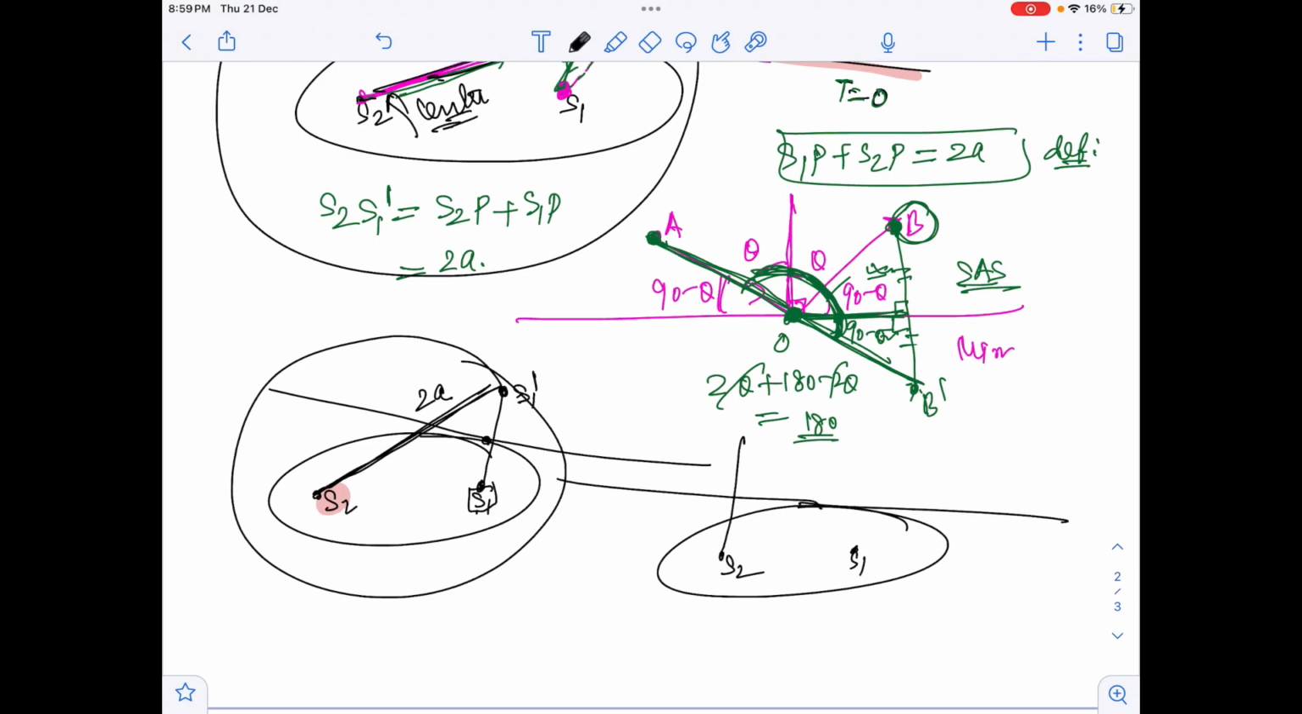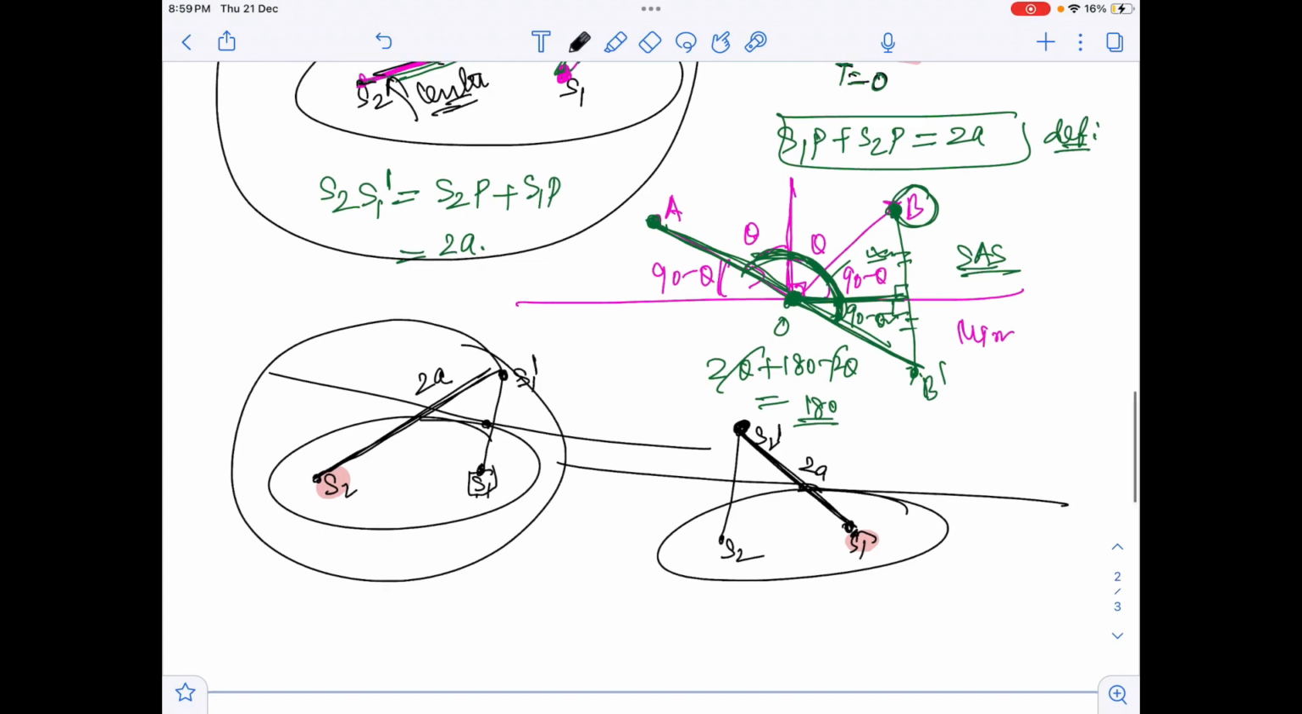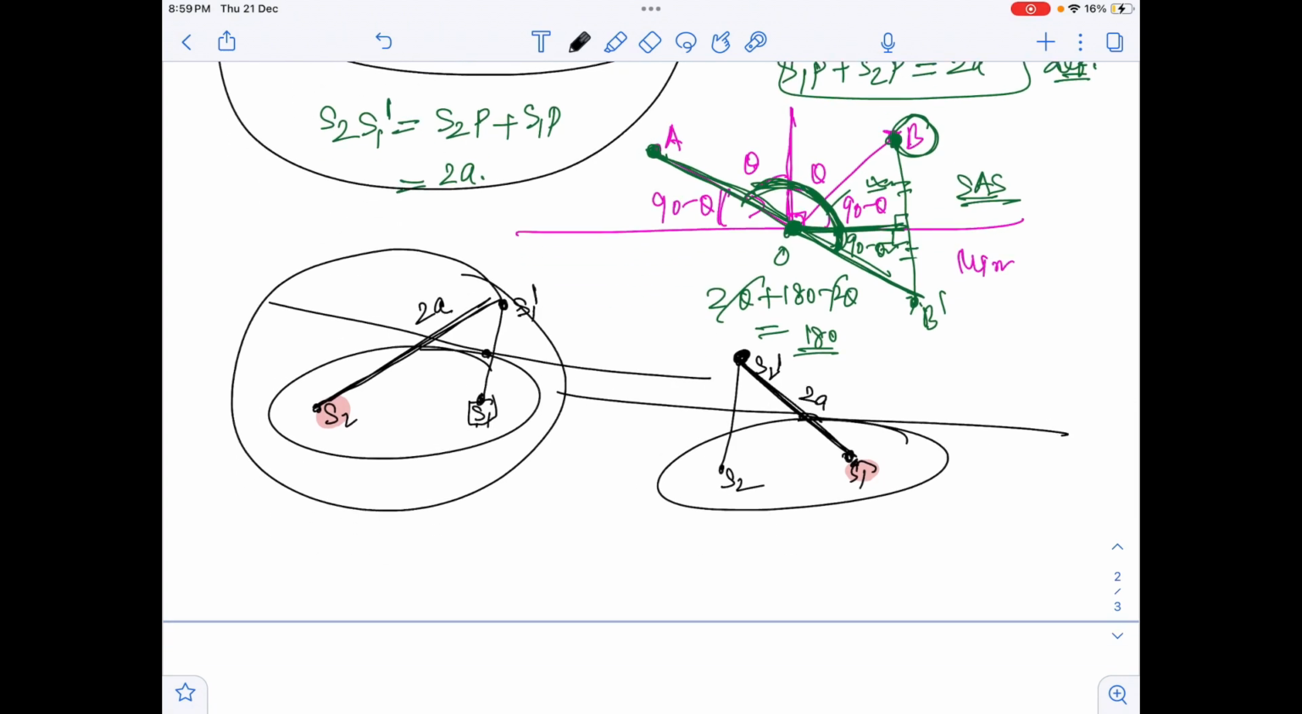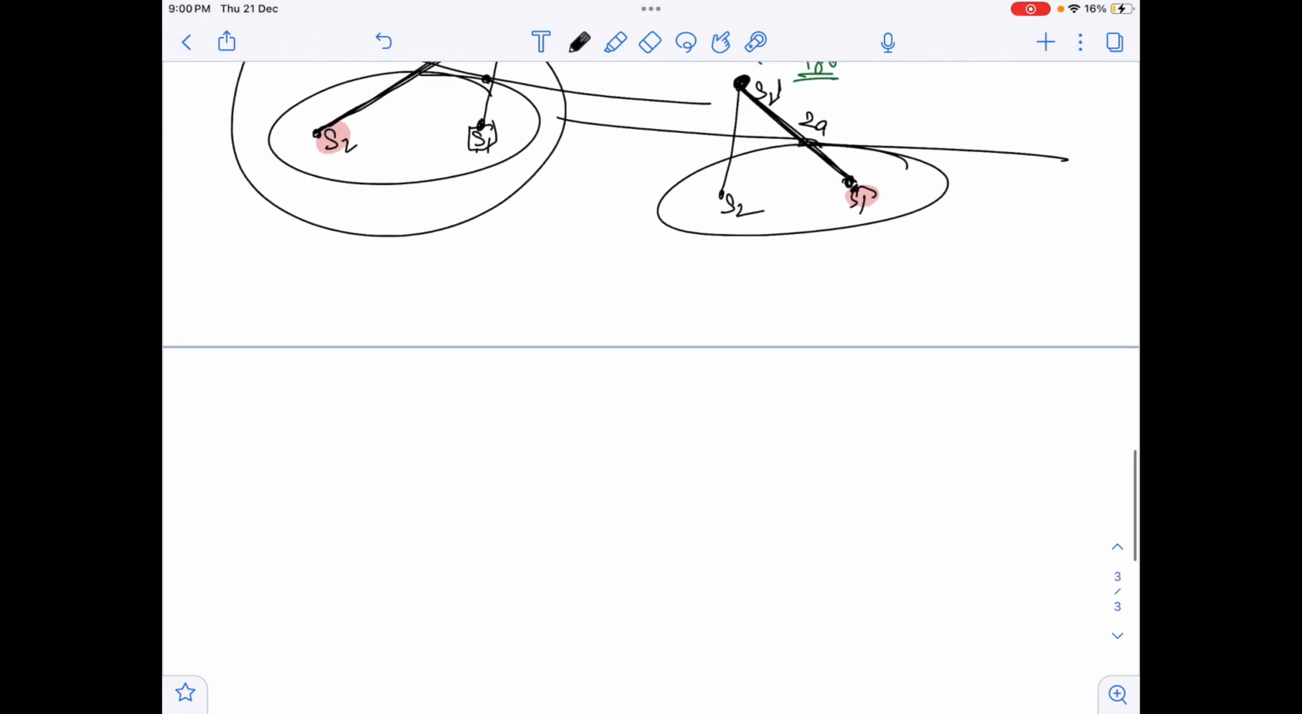Let's say you have S2, S1, and I take some random tangent. If I take the image of the other focus S2, it will go somewhere. And the S2 dash locus will again be a circle, this time with S1 as the center and 2A as the radius. Okay, now using this property we can find where the foot of perpendicular will be.